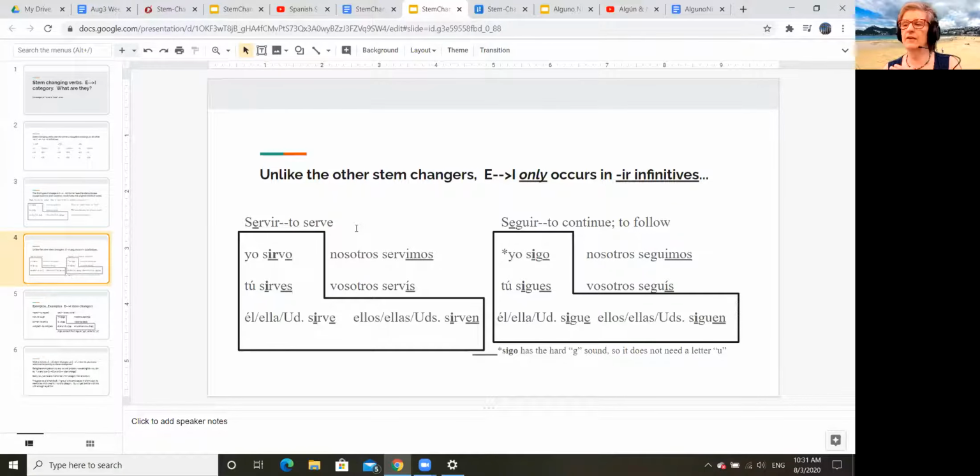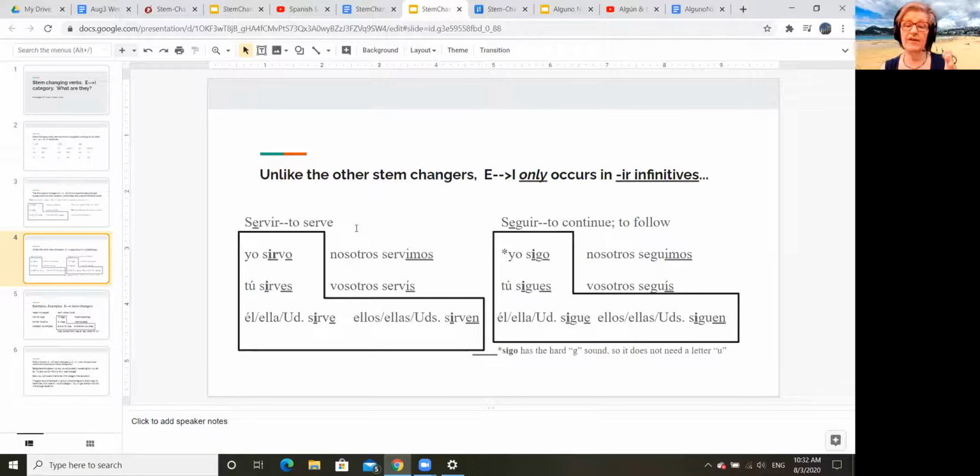S-E-G-U-I-R. The only thing that U does, its job in seguir, is to give the G the hard g sound. But the U by itself is not pronounced. And so that U is really superfluous. For the yo form, the U will not even appear because G-O already makes it a hard G sound. So there's no reason for that U to step in and give the G the hard g sound. So it's sigo. But now the U has to come back to give the G the hard g sound again.